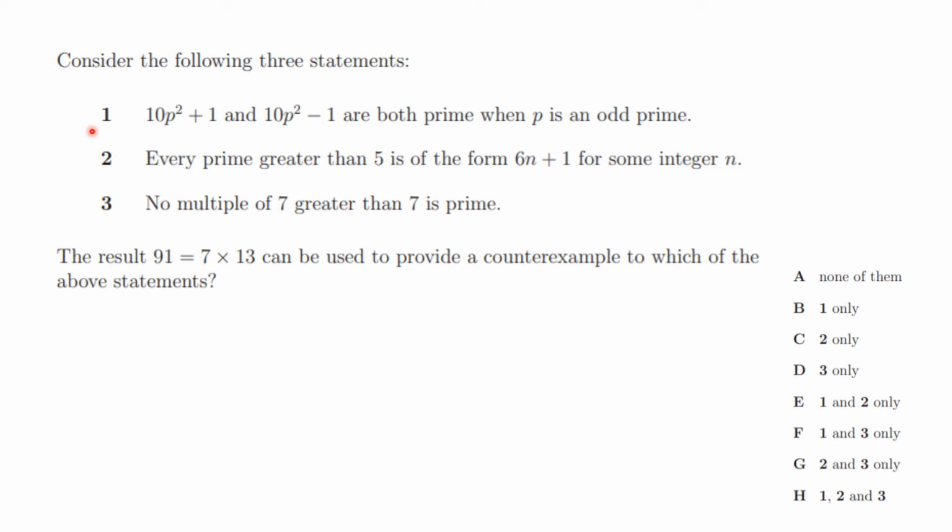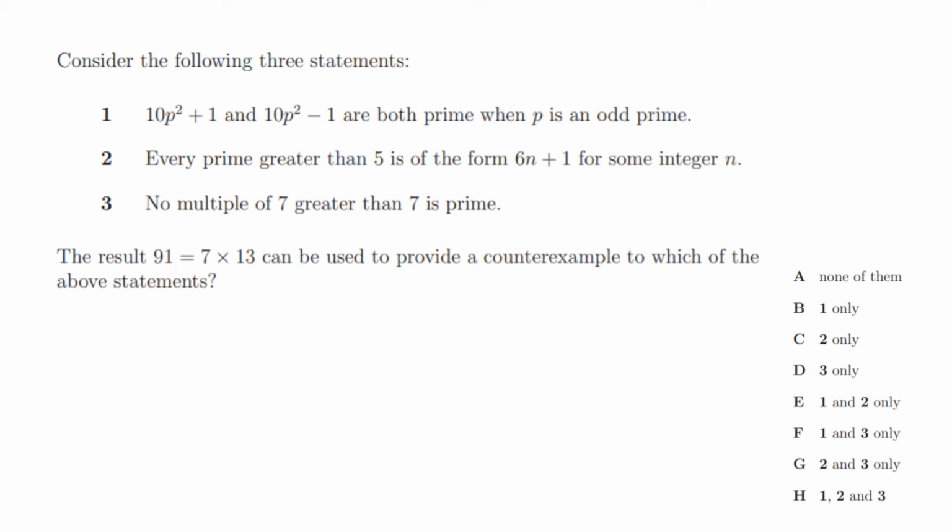So now we're just left with 1, which is a statement, two statements really. 10p squared plus 1 and 10p squared minus 1 are both prime when p is an odd prime. Now, we only have to find a counterexample to one of those two. So let's look at the first one, 10p squared plus 1.